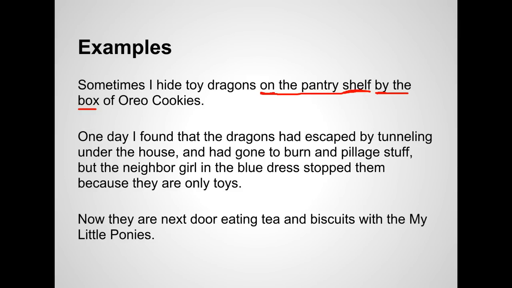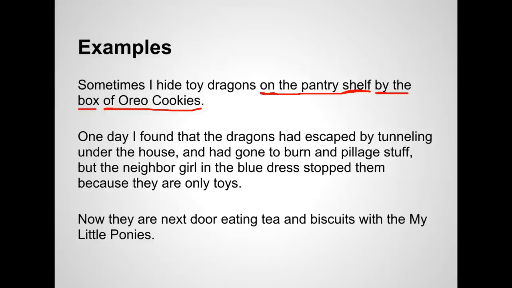I also notice that the word of is a preposition. And Oreo cookies is indeed a noun. So here is a prepositional phrase that says of Oreo cookies. The next sentence reads like this. One day I found that the dragons had escaped by tunneling under the house and had gone to burn and pillage stuff. But the neighbor girl in the blue dress stopped them because they are only toys.